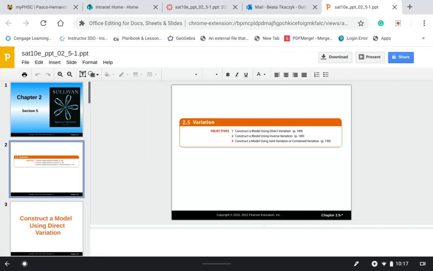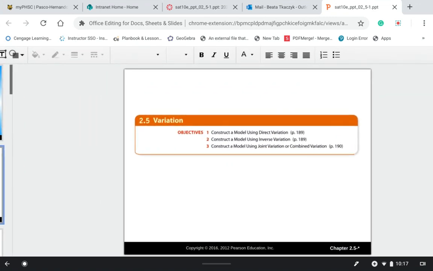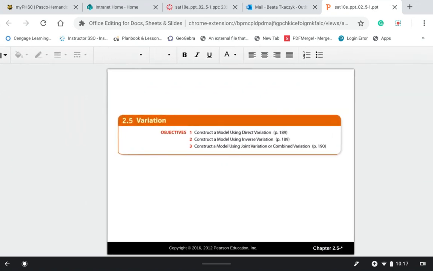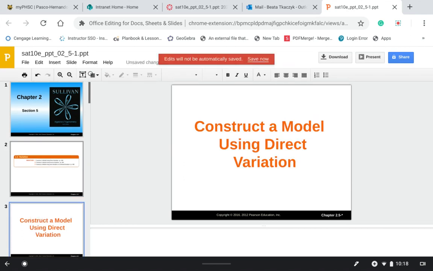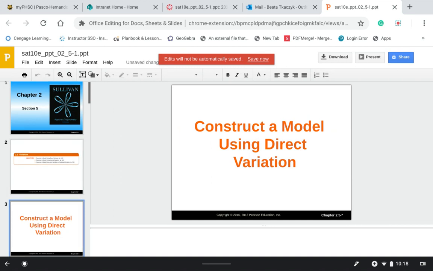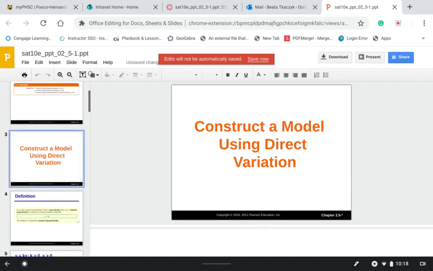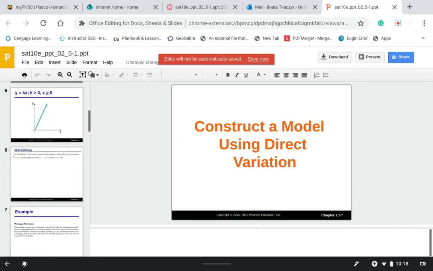However, I'm going to use the whiteboard to solve the problems. So in section 2.5, we're going to talk about constructing models using direct variation. Then we'll talk about solving problems using inverse variation. And then we'll talk about joint variation and combined variation. Okay. So first, we'll start with direct variation.